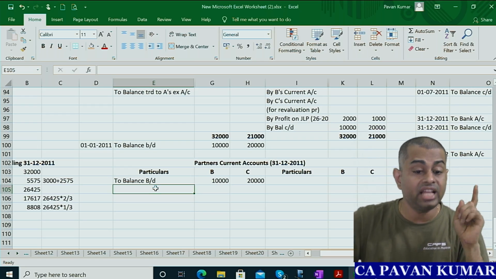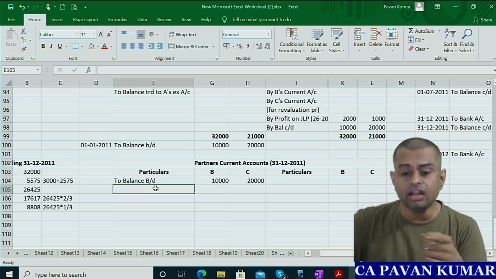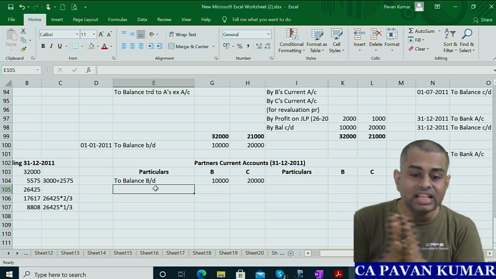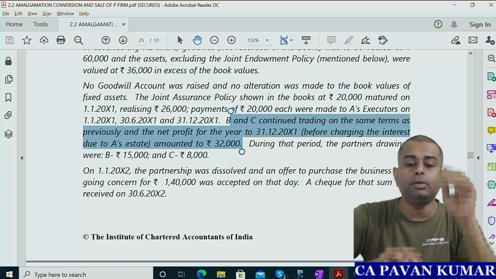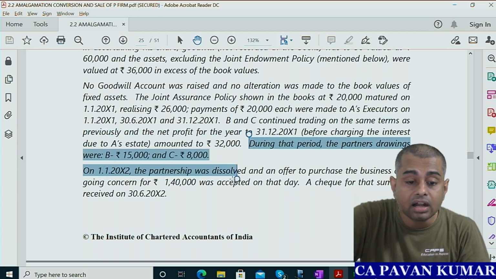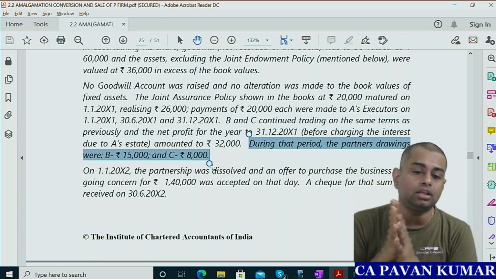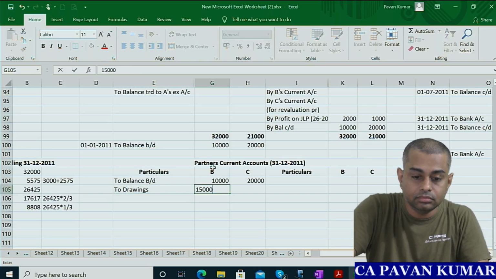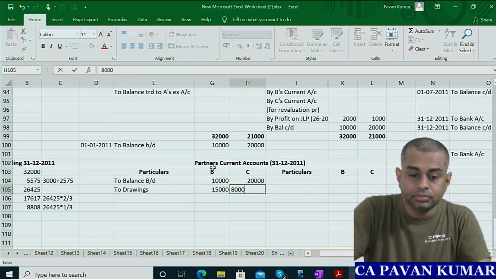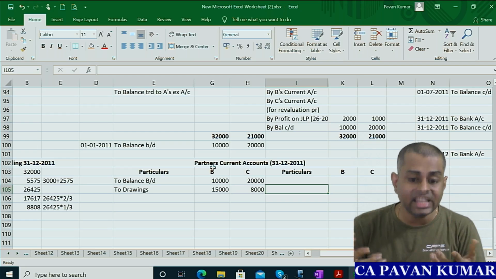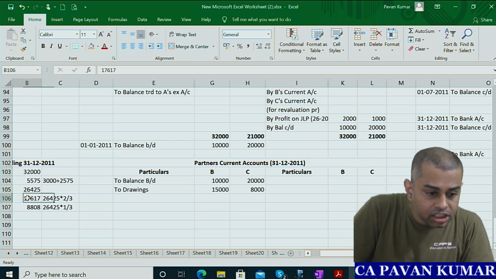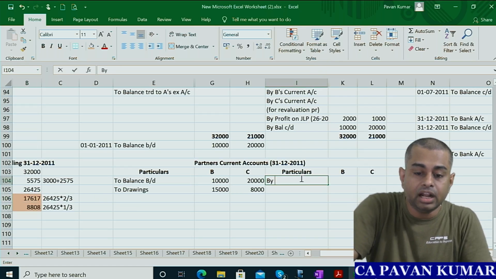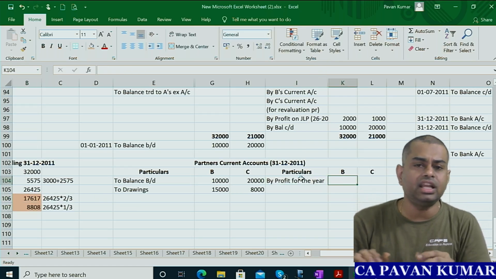Yes, we do have. They have given drawings and we have calculated profits. You need to take drawings, you need to take profits also. Correct? So tell me, what are the drawings they made? Look at the problem. During that period, the partners' drawings were 15,000 and 8,000. Is there anything else? Yes. Just now we calculated these two profits. These profits are to be given for this period to them by P&L account. By profit for the year. You can write by P&L account also.